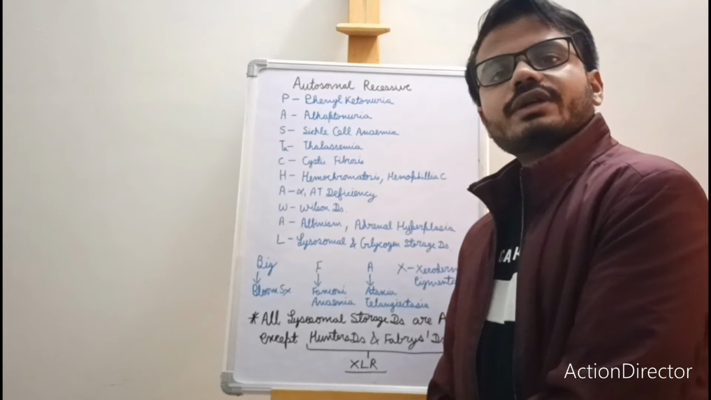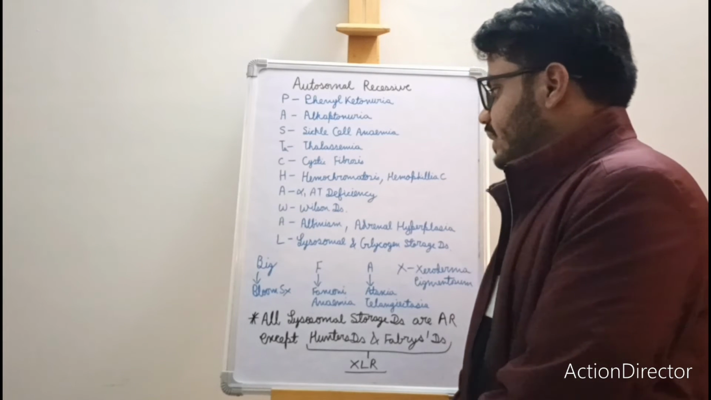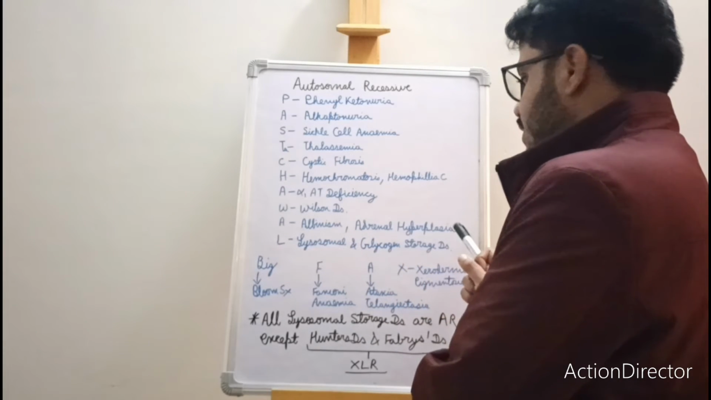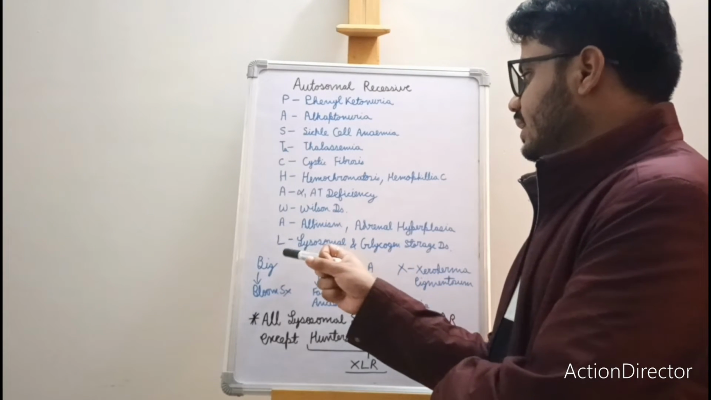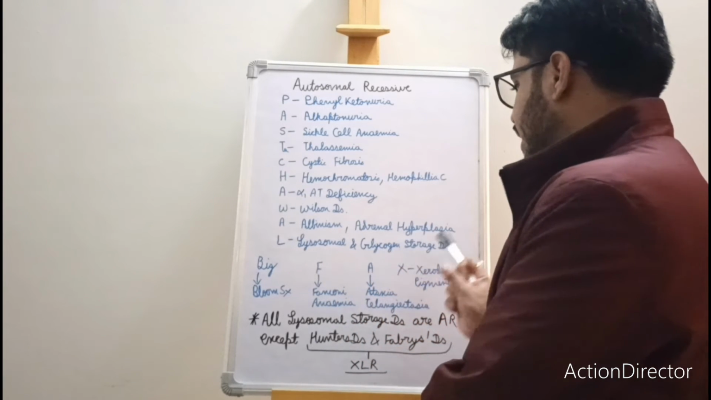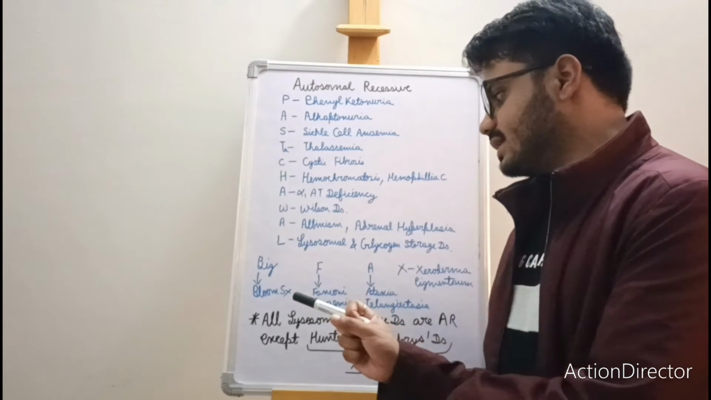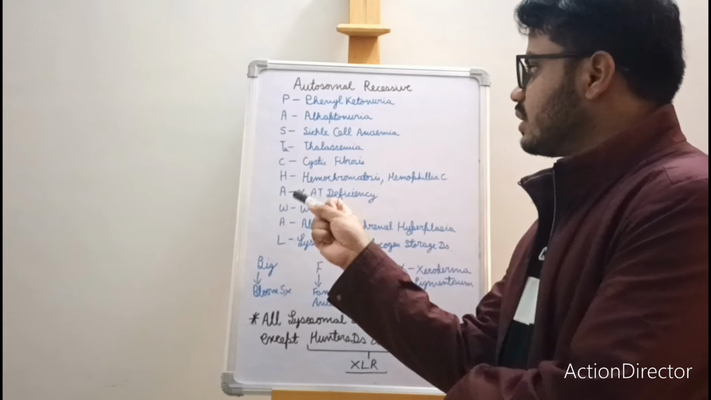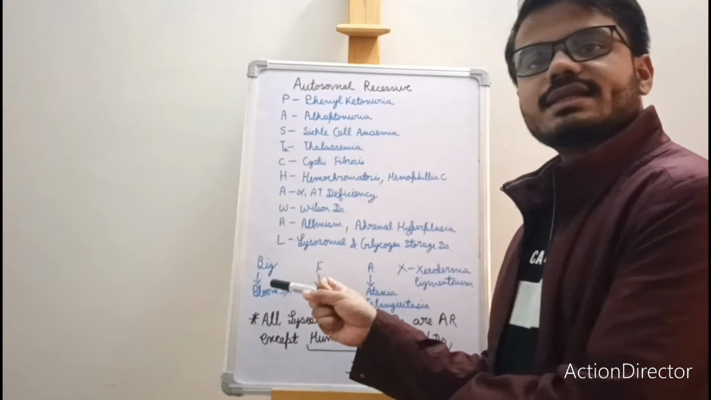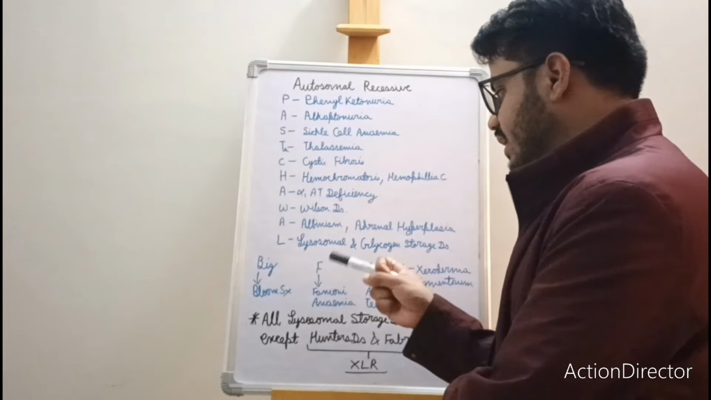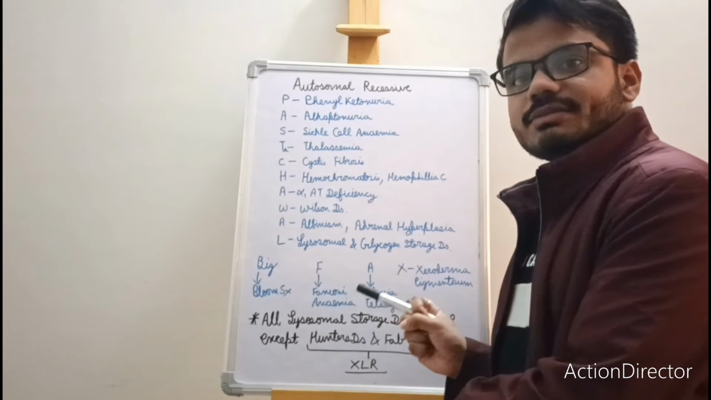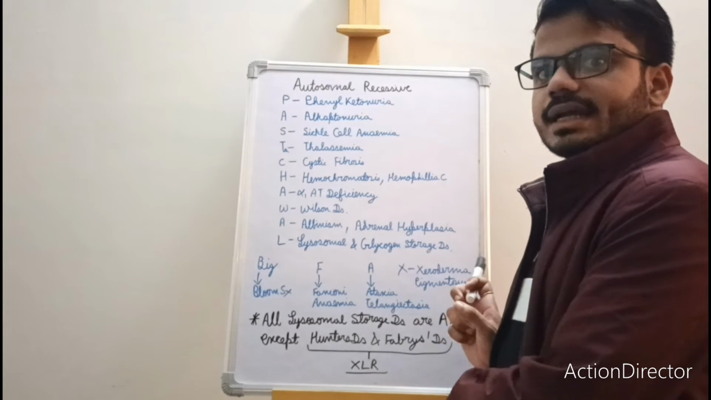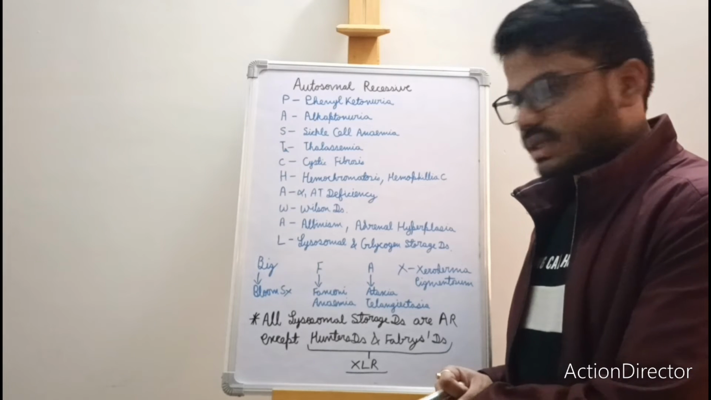W stands for Wilson disease. A stands for again two things, albinism and adrenal hyperplasia. Then L stands for lysosomal and glycogen storage disease. Then big facts, right? Pasta, chawal, big facts. B stands for Bloom syndrome. F stands for Fanconi anemia. A stands for ataxia telangiectasia. X stands for xeroderma pigmentosum.